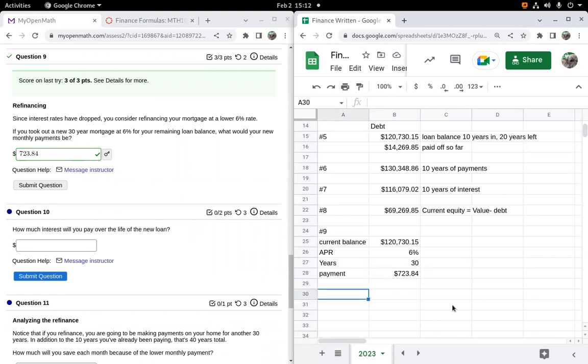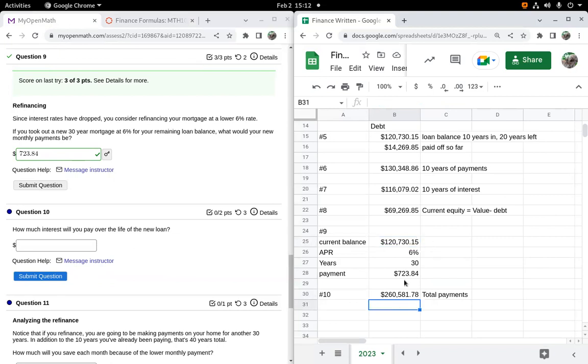Number 10. So we need to figure out what the total payments is to do this. We did this before in some homework. We did this above. We did it on the quiz. So I have this payment right here for 12 months each year for 30 years. So I'm going to pay the bank 360 payments of $723.84. That's this much money.